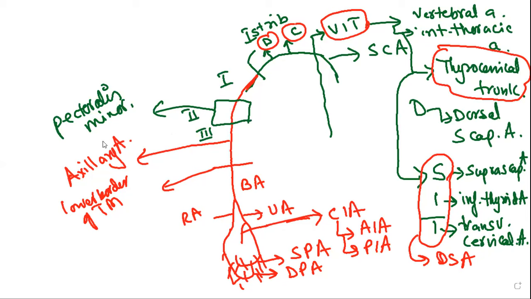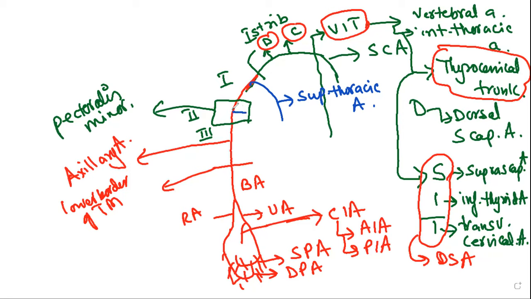Okay, so see here, from first part, your superior thoracic artery is coming. Superior thyroid, keh raha hu, superior thoracic artery. Superior thoracic artery is coming, which is also giving blood supply to your mammary gland. Okay, here internal thoracic artery was there. They are also giving blood supply to the mammary gland. Superior thoracic artery also giving blood supply to the mammary gland.